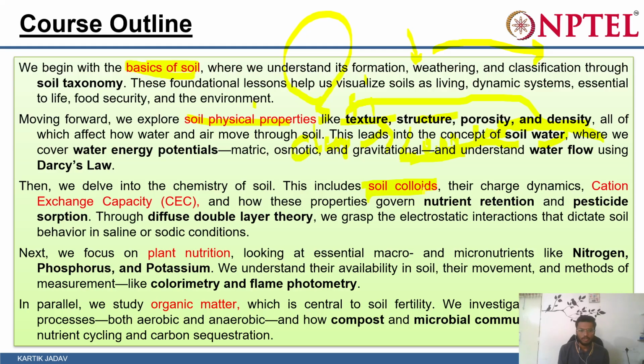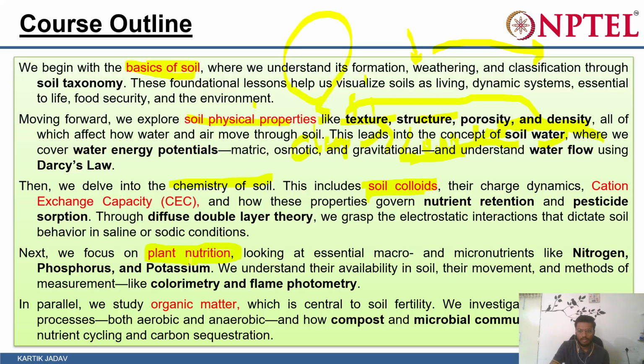And then we have also covered diffuse double layer theory. Then we grasped the electrostatic interactions that dictate soil behavior in saline and sodic soils. Next to that, we have focused on plant nutrition in the continuation of the soil chemistry lecture, because we know that after water and air, plant nutrients are also a fundamental requirement of any crop.